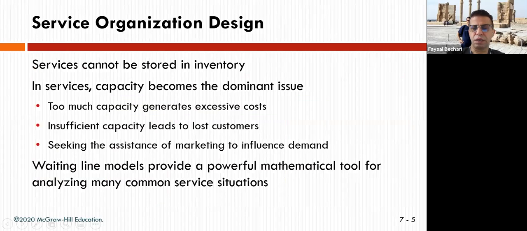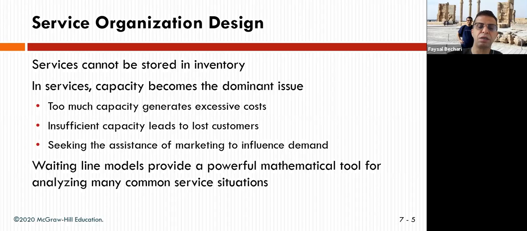Now, the service organization design. How are we going to design the service organization, according to what? Service cannot be stored in inventory. As we said in the beginning, it's a perishable good. In service, usually capacity is the dominant issue, so you cannot have something in the warehouse. If one person can deliver service for 10 people, two can deliver service for 20 people, and so on.